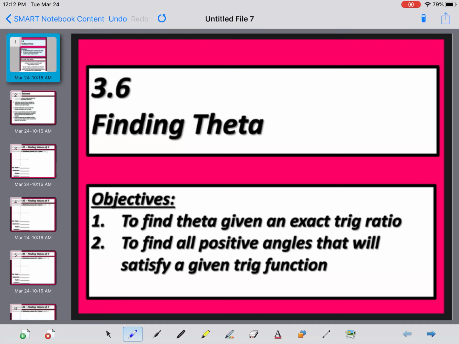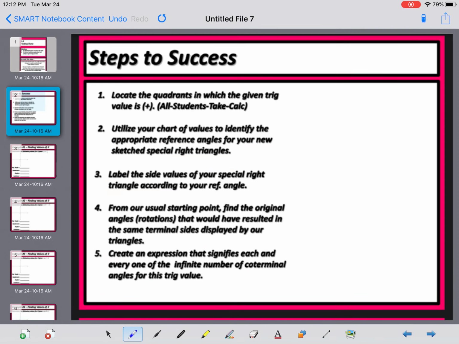Hey guys, today we're doing 3.6, finding theta. So finding theta is actually working in reverse from finding exact trig values that we did in 3.4 and 3.5.